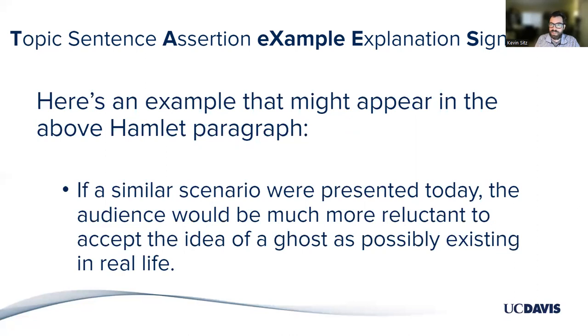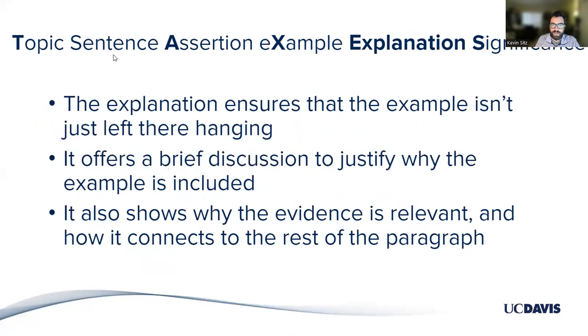So notice, and I just want to show this here, that the example is always a red flag to check if you've cited something. Paragraphs are often built around textual evidence of some kind, whether primary or secondary. So that's something to always check as you're reading through your example. Then once we get to the explanation, that ensures that the example isn't just left there.